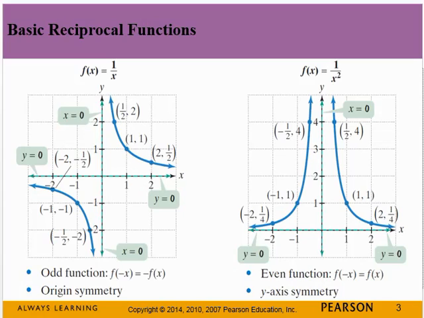Basic reciprocal functions. These are two reciprocal functions. You have an odd function, where f of negative x equals negative f of x, and it has origin symmetry, or you have an even function, which is f of negative x equals f of x, so it's y-axis symmetry.